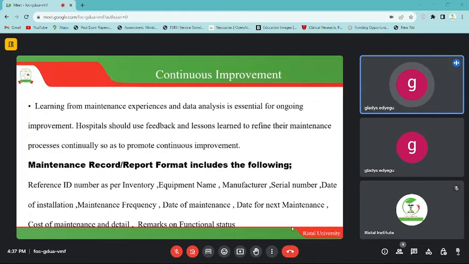So hospitals should use the feedback and lessons learned to refine their maintenance processes.